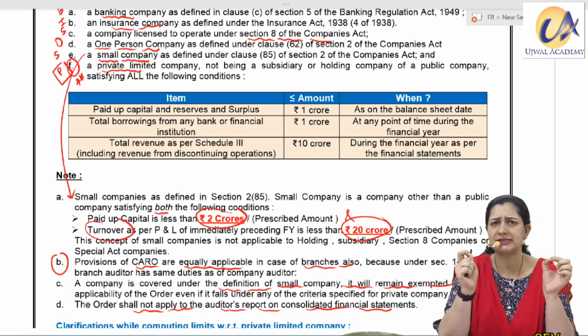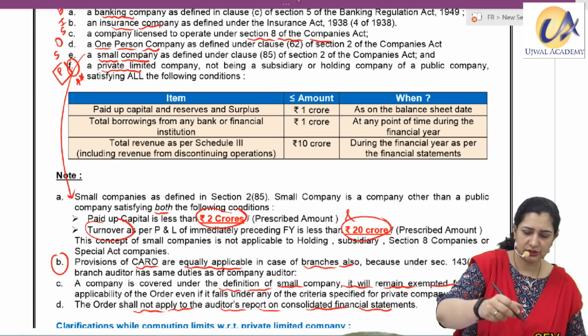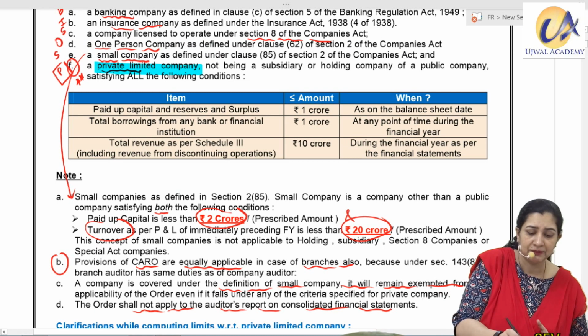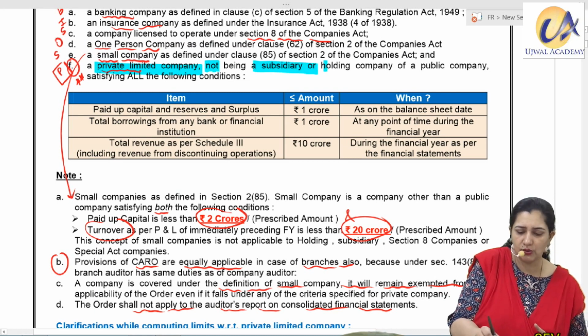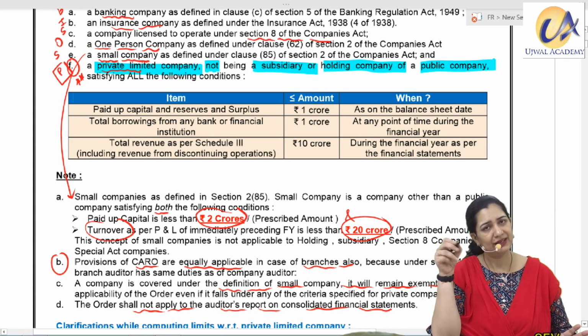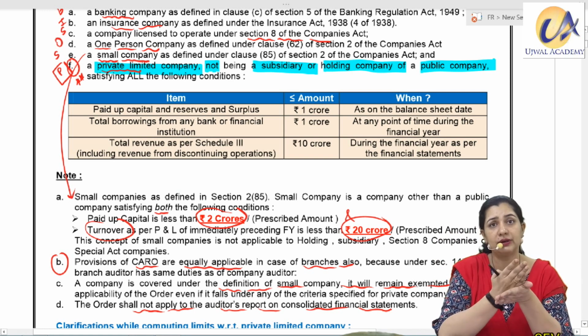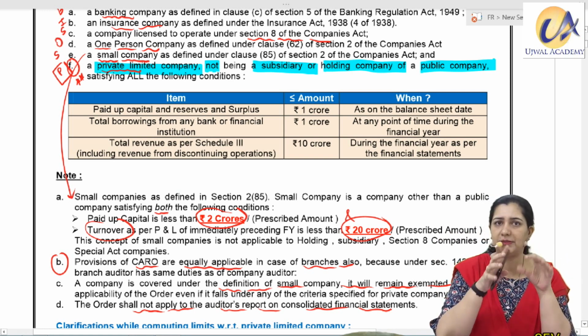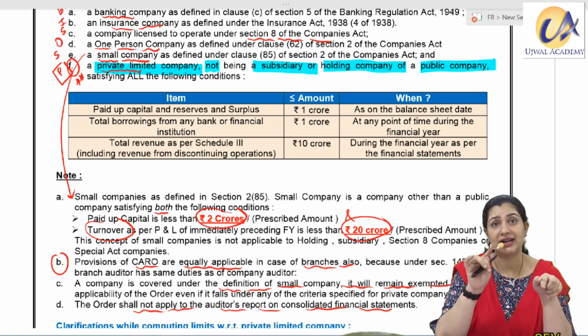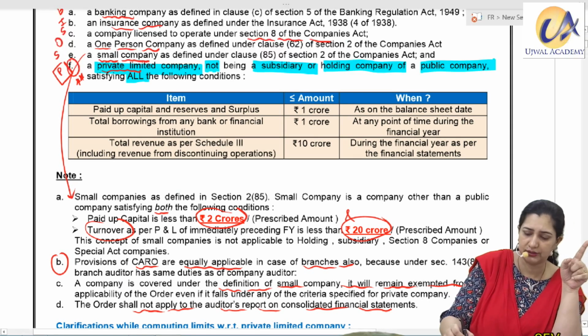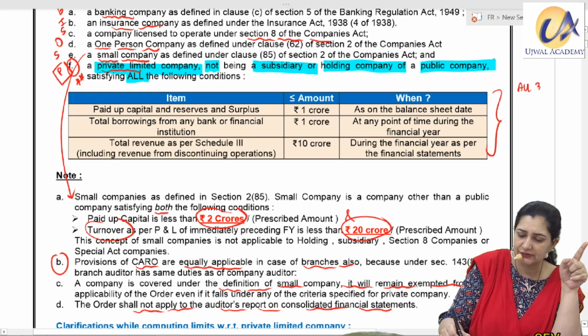Okay. So first and foremost condition, a private company should not be the subsidiary or the holding company of a public company. So when I say private company, it should not be a subsidiary or holding company of a public company. If it is that, CARO is applicable. Don't go further. So the first condition is don't be a subsidiary or holding of a public company. And you have to satisfy 3 more conditions. You have to satisfy all the 3 conditions. Very important. All 3 conditions to be satisfied.